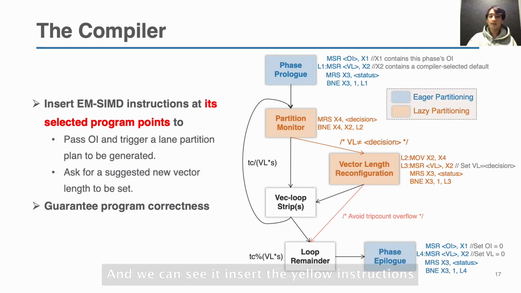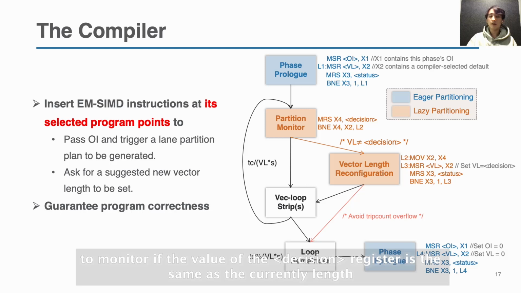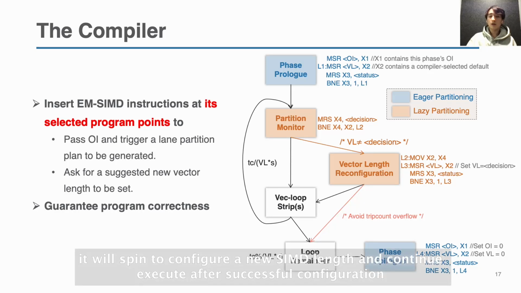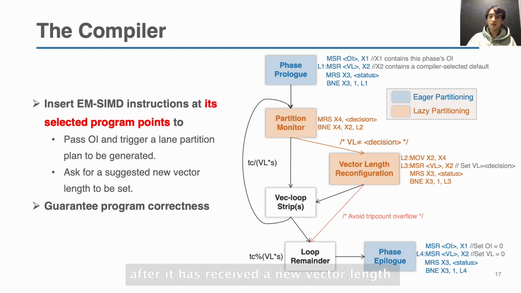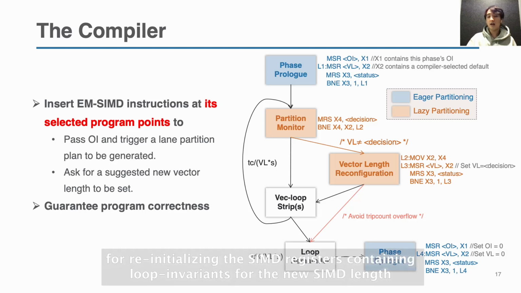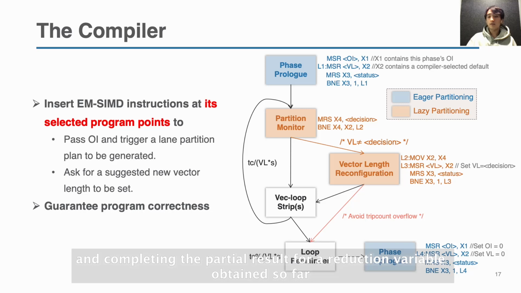And we can see it inserts the yellow instructions to monitor if the value of the decision register is the same as the current length. If it's different, it will branch to configure a new assembly length and continue execution after successful configuration. Secondly, it needs to generate actual code to guarantee correctness. After it has received a new vector length, it reinitializes the assembly register containing loop events for the new assembly length, and computes the partial result for the reduction variable obtained so far.